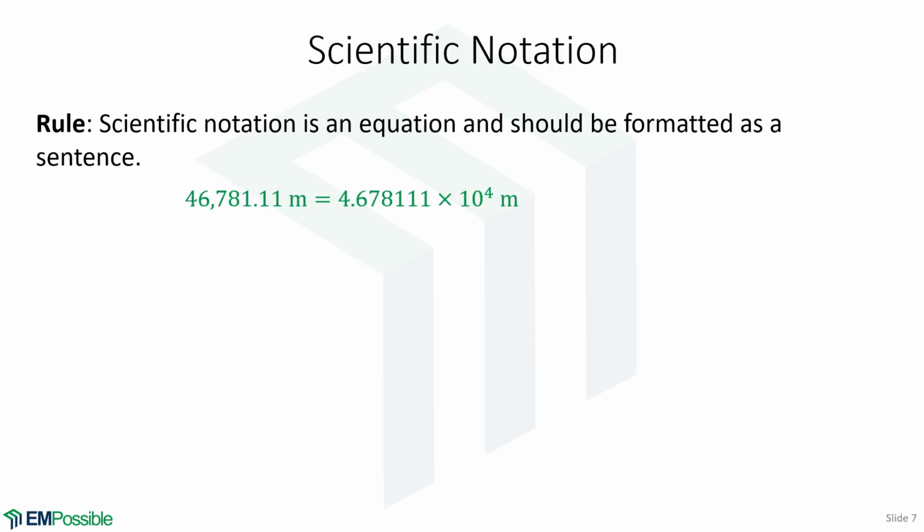Scientific notation, what's the proper way to write this? Well, scientific notation is a form of an equation, and equations should be formatted as if they're sentences. So the numbers are words. The 4.678111, that's a word. Times is a word. 10 to the fourth is a word. Meters is a word. And we separate words with spaces, so we need those spaces there. Notice this m is the unit. It is not italicized because, as we'll talk about later, only variables should be italicized. And m is not a variable, it's an abbreviation for meters.